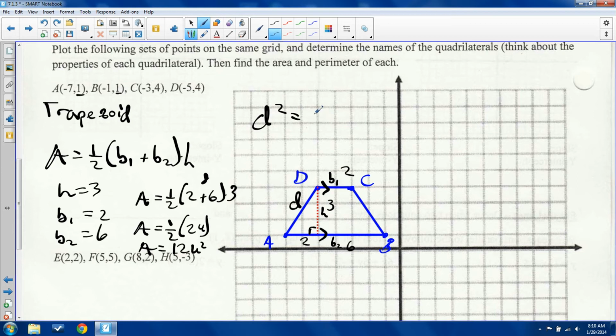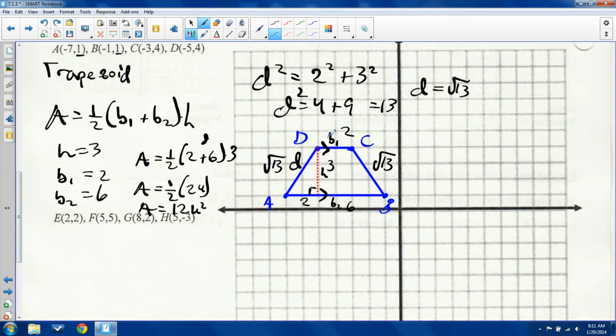D squared equals 2 squared plus 3 squared. So d squared is 4 plus 9, which is 13. So d equals the square root of 13. Now it's not plus or minus because all lengths are positive.